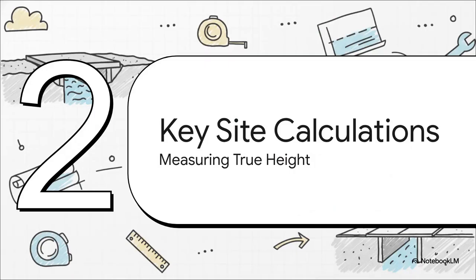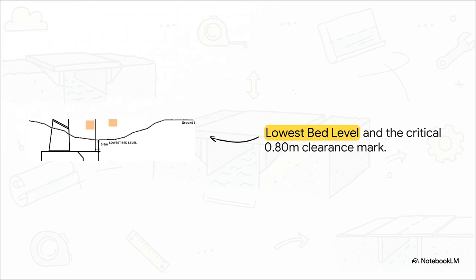Section 3. Key site calculations. Measuring the true height. Okay. Take a look at this. This perfectly illustrates exactly where you take your field measurements. You've got the road top up high, the heavy structural abutments holding the middle, and right down at the bottom, the lowest bed level of the stream. And definitely notice that 0.8 meter arrow right in the middle. That is your absolute mandatory vertical clearance.